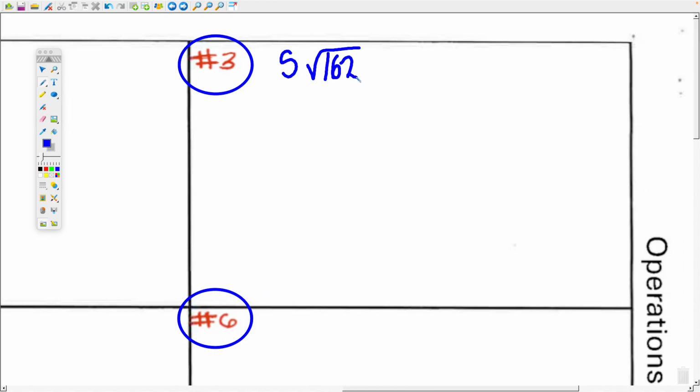Is that a 5? It's a 5. I'm gonna try my best to use my best handwriting, but obviously it's not that good today, I see. Ooh.